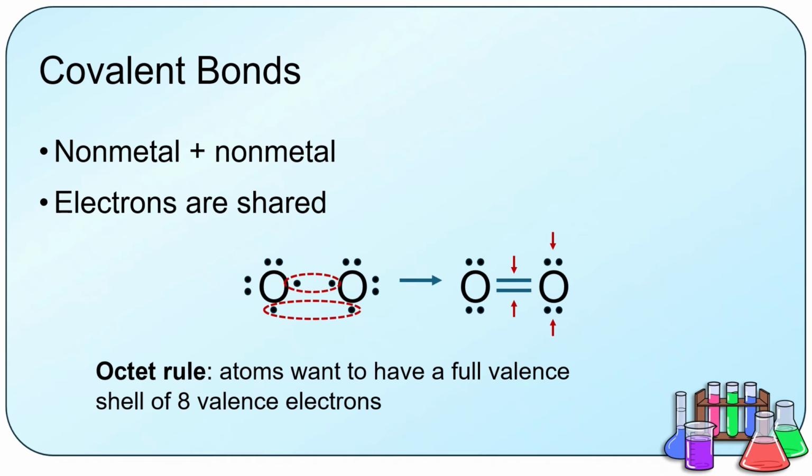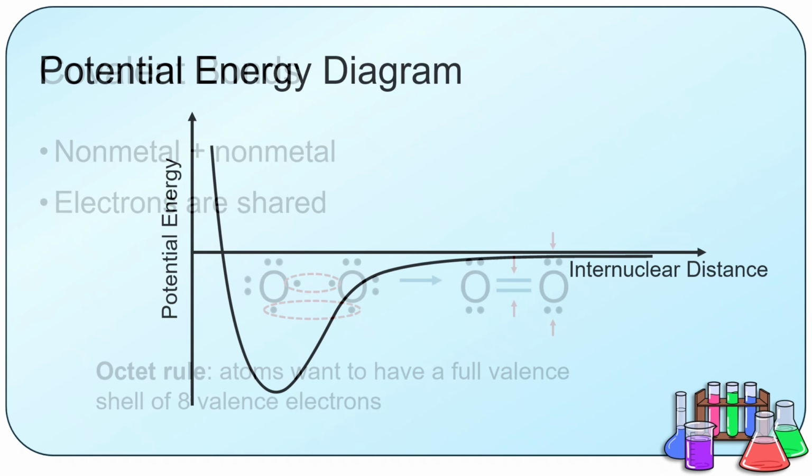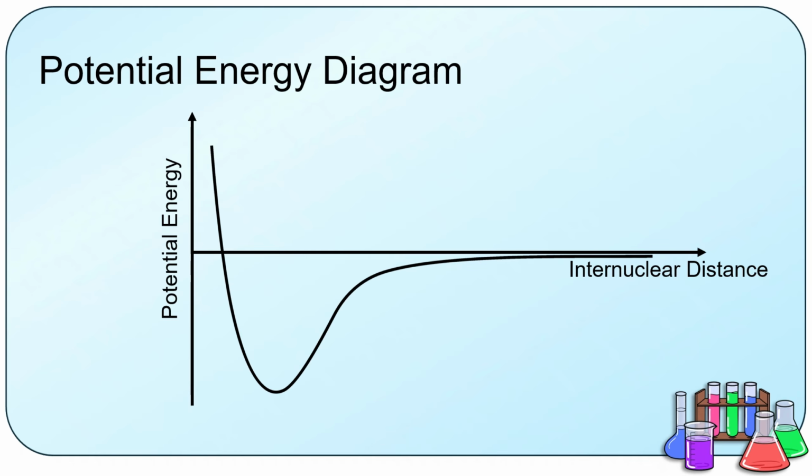The formation of covalent bonds can be represented with a potential energy diagram that looks like this. On the x-axis, we have the internuclear distance, and on the y-axis, we have potential energy. What does the shape of this diagram mean? Let's start from the right. When internuclear distance is large, that means the atoms are far apart and the energy is near zero because the two atoms are not interacting.